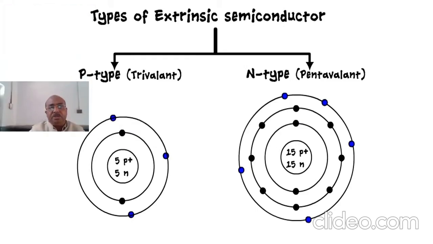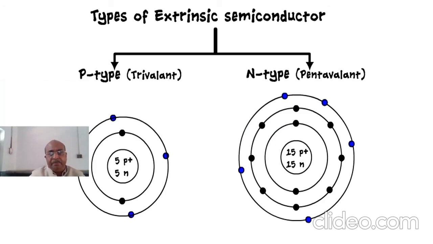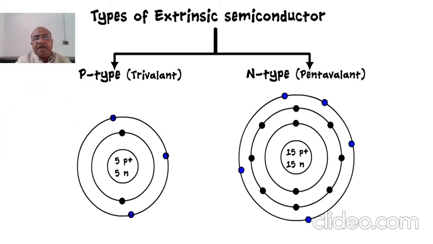If you see here again, we have a depiction of the types of extrinsic semiconductor. Now these are two types. They may be p-type or n-type. Now p-type are called trivalent. Trivalent are those in which there are only 3 electrons in the outermost orbit. And the second one is n-type, which is called pentavalent, which has 5 electrons in its outermost orbit. Here the example is of boron and phosphorus.